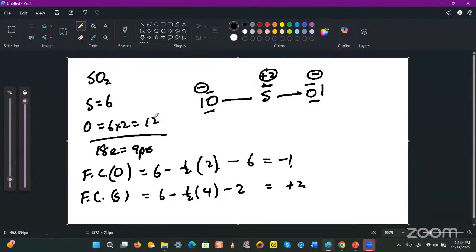charge. So what do you think is going to happen next, based on what we did in the previous example? What do you think?